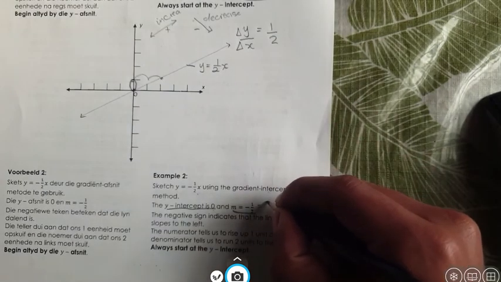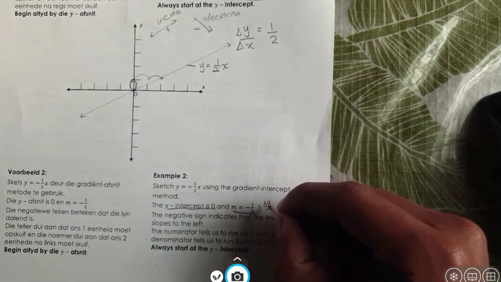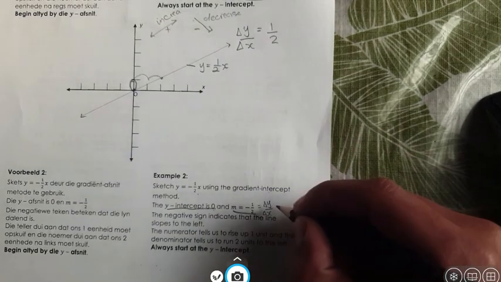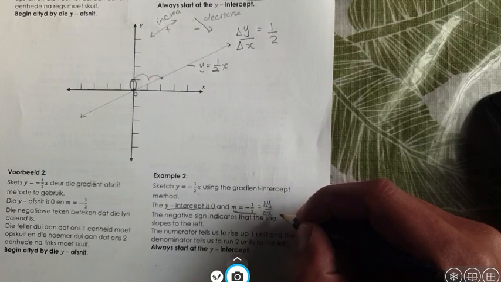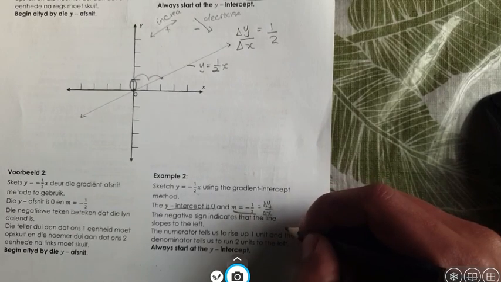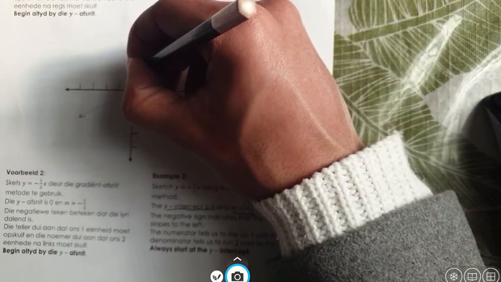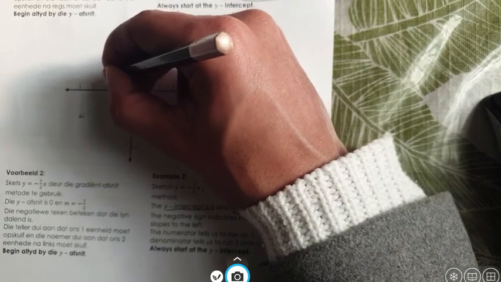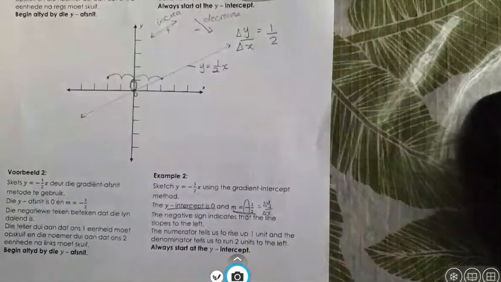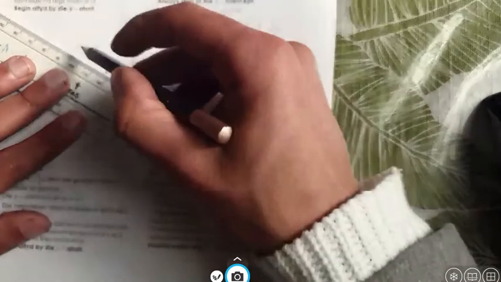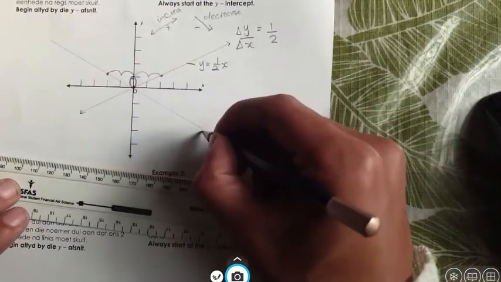So it's difference of y over difference of x. So how many units am I going up? 1. Now is the interesting part. Am I going left or right? Left. Why am I going left? Because it's negative. So I'm going to say decreasing, and now I draw 1 unit, 2 units. I make my point there, and now I just draw the line between those two dots like that.